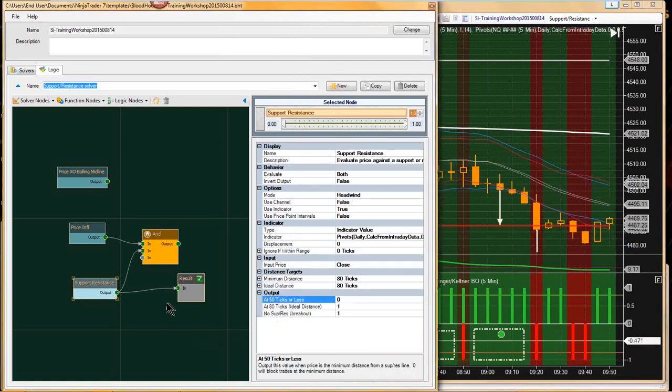All right, so we have it at 80 ticks. In other words, this output is set to 1, so it's turned on. So when we have at least 80 ticks of clearance, 80 tick difference, we want to see an output. If there's less than 80 ticks, if we're at 80 ticks or less, then we don't want any output, so it's set to 0.